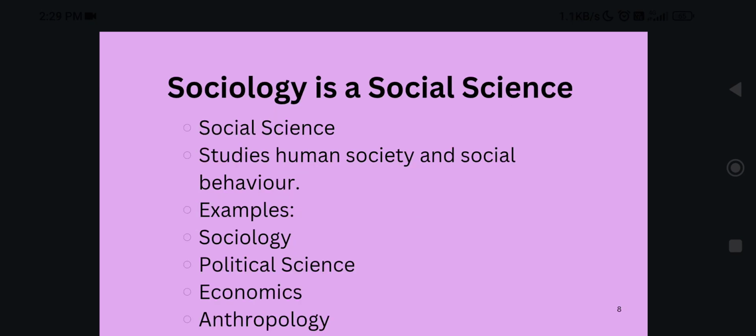Sociology is a social science because it studies human society and social behavior. Other social sciences include economics, political science, anthropology, and psychology. Unlike physics and chemistry, sociology studies human interactions and social relationships. For example, sociologists study family life, education, religion, caste, class, and social institutions. Therefore, sociology is classified as a social science.